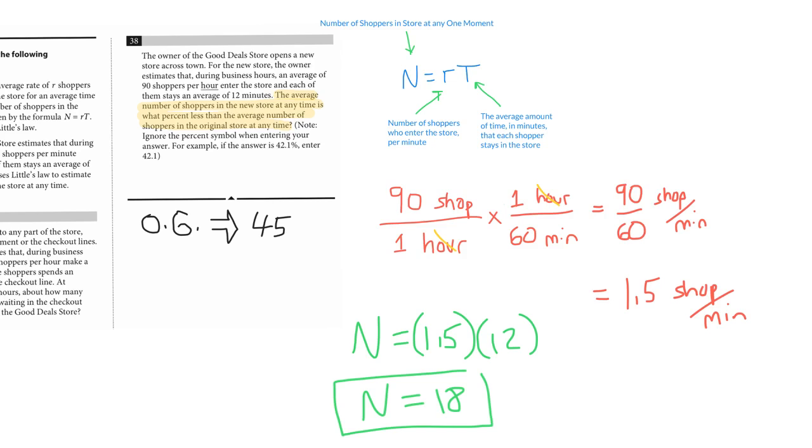Okay, so the big N, as a reminder, means the number of shoppers in the store at any one moment. And at the end of the day, we want to know the average number of shoppers in the new store, which by the way is 18, at any time, is what percent less than the average number of shoppers in the original store, which was 45. OG is 45, right? So we went from 45, I'll kind of dress these up in a new color. We went from this to this, right? And yeah, what percentage change is that?